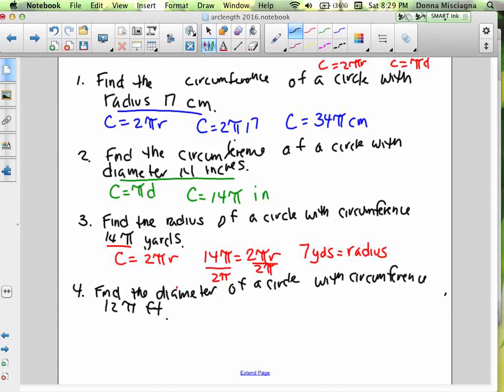Let's try the next one. Let's find the diameter of a circle with a circumference of 12 pi feet. All right, the tape will pause so you can answer the question, and then I'll see you back.